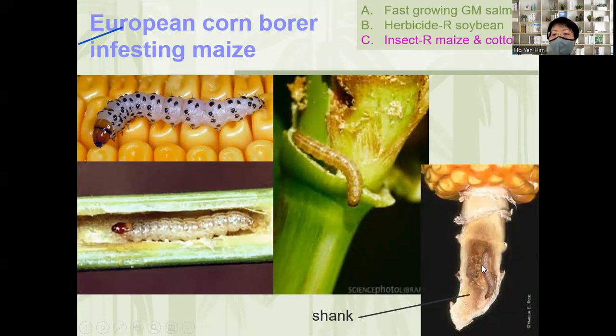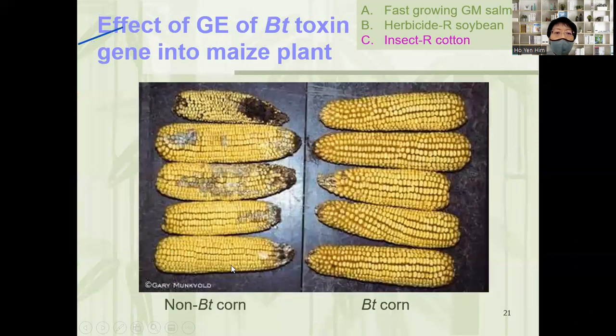So you see it starts to bore into the shank, and they bore into the what? The stem. Can you see that? Making a nice little tunnel. And after that, they go to eat the kernel. As a result, you can see on the left side, would you want to buy the corn on the left or the corn on the right side? Of course, the right side, right? You don't want to buy those on the left, even though the label tells you that this one is pesticide free, you see? You want a nice one, right?